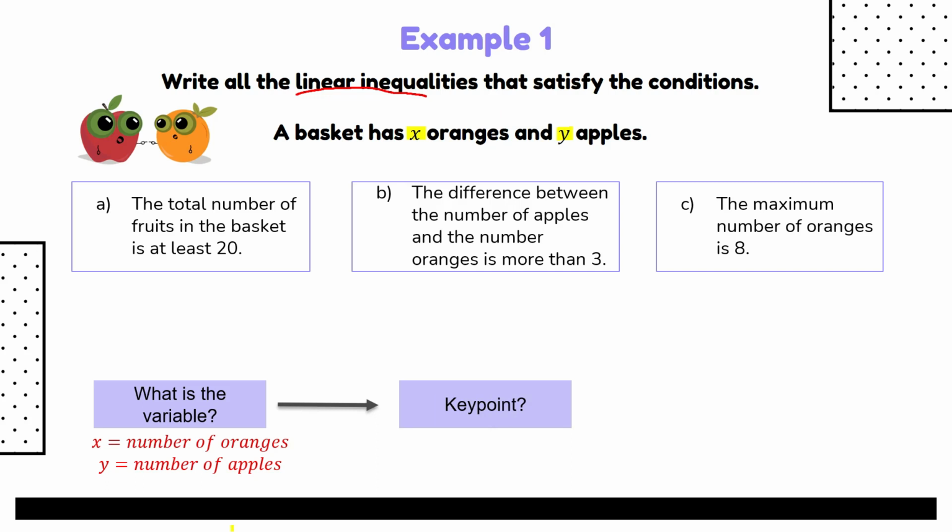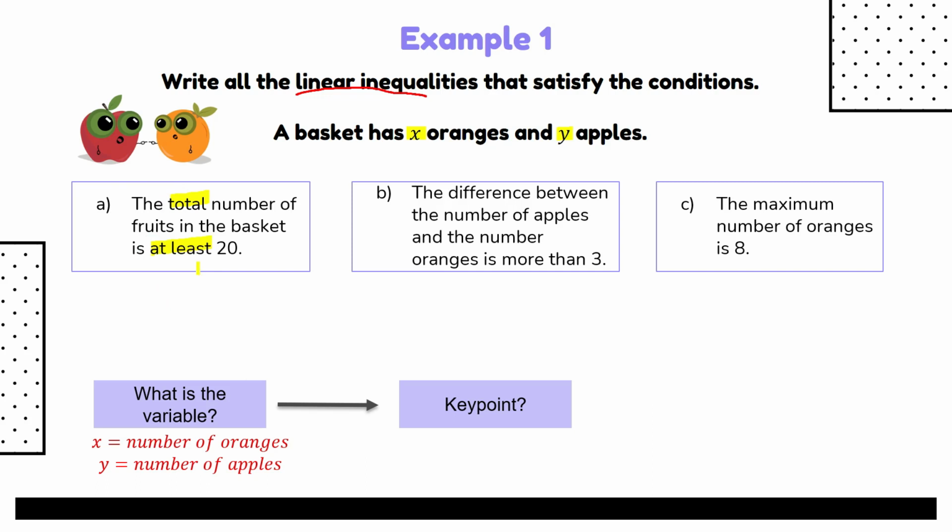Okay, next, what is the key point? The key point is what represents the linear inequality sign. That's what I mean by key point. We take a look at the first condition: the total number of fruits in the basket is at least 20. From here I can detect 2 key points, which are total, and the second key point is at least. From these 2 key points, I can determine what kind of sign is involved.